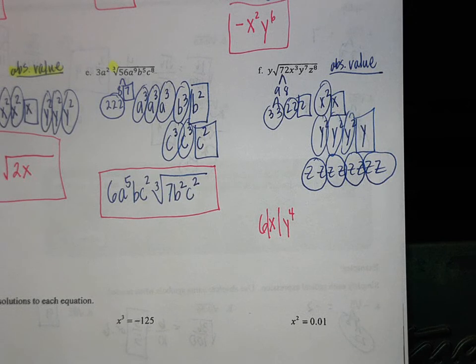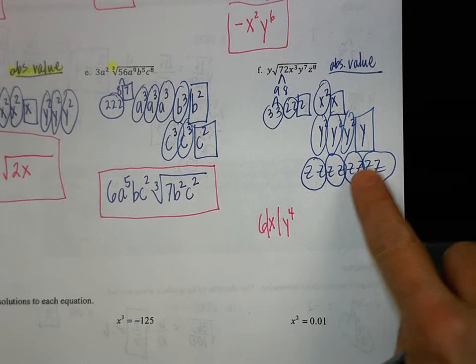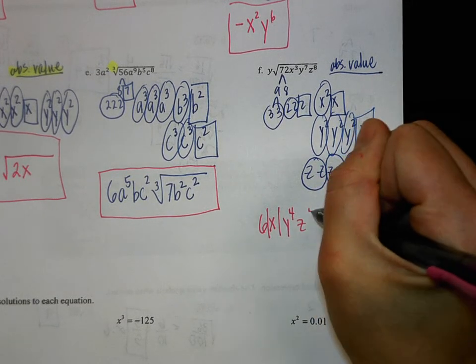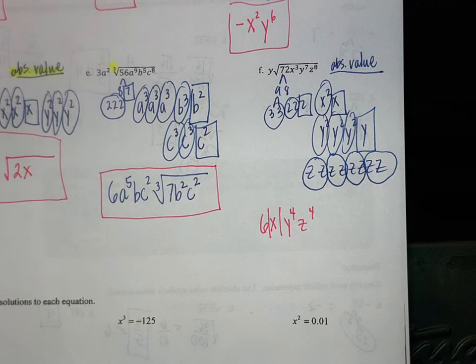Okay, next we're moving on to the Z's. Jackie, help me with the Z's. Z to the fourth, very good, because there's 1, 2, 3, 4 groups, Z to the fourth. Okay, so I've worked through everything that goes on the outside. The last thing is to write our root with anything on the inside. So Jeffrey, will you help me out on what it will be?